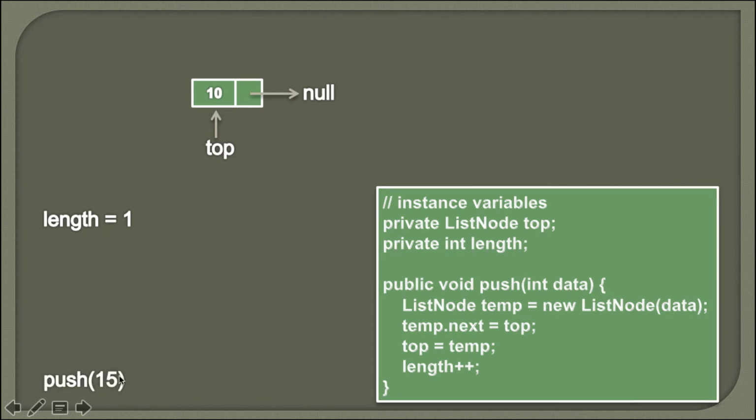Now suppose we again call the push method and pass data as 15. Let's see the execution of this method step by step when length is 1 and top is already pointing to a node. Here we have called push 15, so the data is 15. We'll create a temporary node, and this temporary node will hold the data which we pass into this push method. Here we have created this temporary node having data 15 and its next pointing to null. Moving ahead.